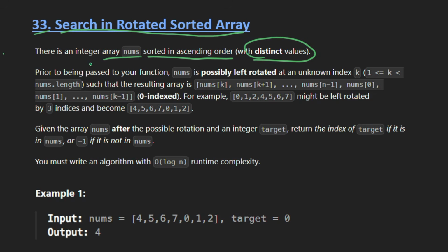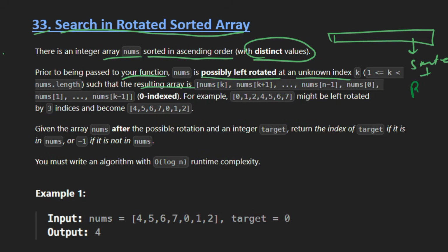So we are given that before passing that array to our function, the array may possibly be left rotated, which means the array can be rotated at an unknown index in the left side, right? And such that our resulting array is not the actual sorted array. Now it is sorted plus rotated in the left direction.